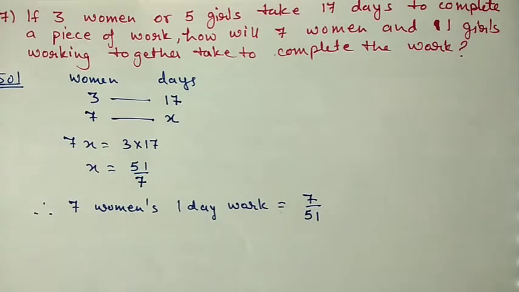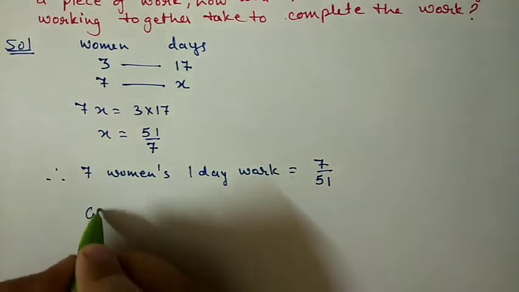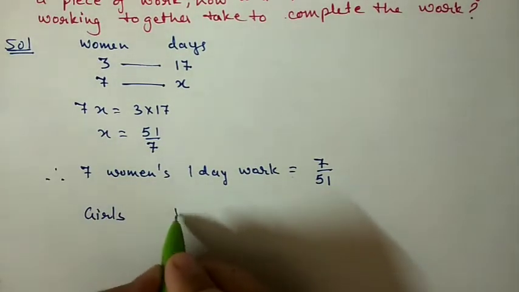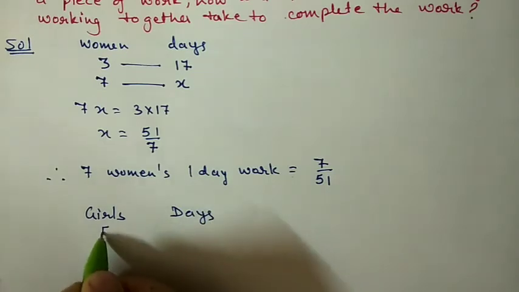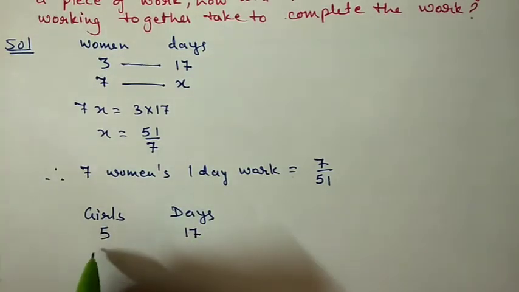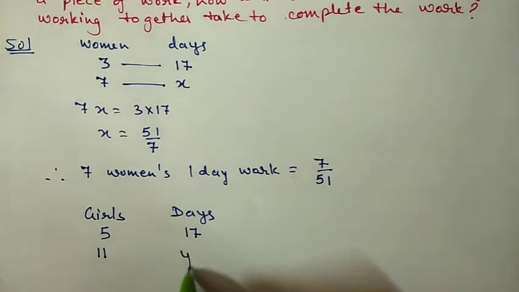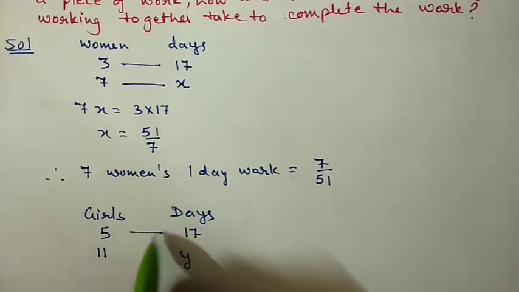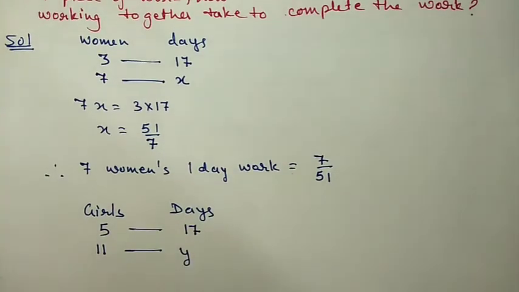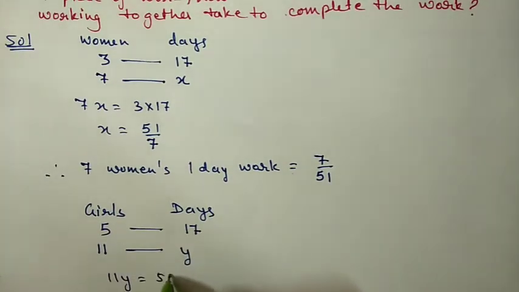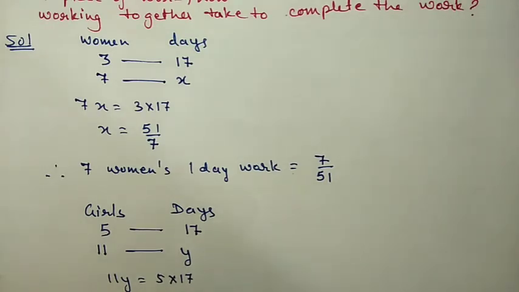Same calculation we will do for girls also. Girls and number of days. 5 girls can do a work in 17 days. Now we have to find out for 11 girls. Take another variable. This is also indirect. So we will put a straight line. 11y is equal to 5 into 17, or y is equal to 85 by 11. Therefore 11 girls' one day work will be 11 by 85.